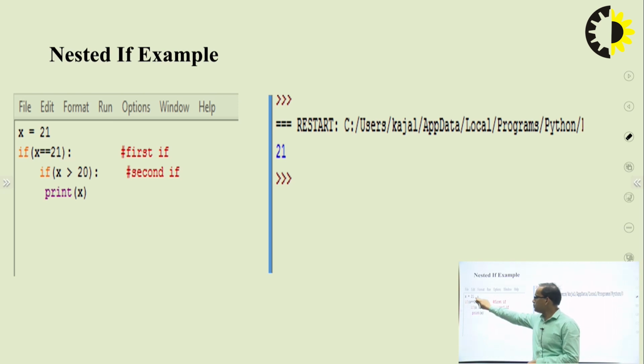Okay, so as per the value of x, the first condition is true because x is equal to 21. This condition is true, value of x is 21. So the program control will go to the inner if statement.